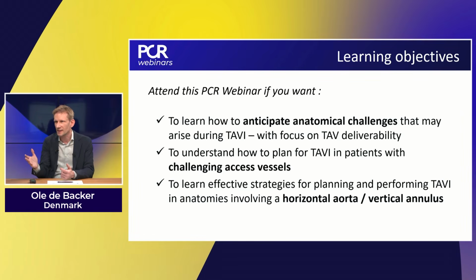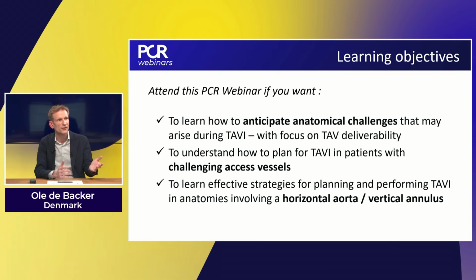As a summary, if we go back to the learning objectives, I think we really tried to give you a flavor of anticipation, planning, anticipation of potential challenges and complexities. That is the trick of doing good TAVI. What you do before you step into the cath lab is as critical and important as your skills in the lab. It's anticipation, planning, foreseeing complexities. That's what we tried to teach here and discuss. Then we zoomed in on challenging access vessels, which was great in Matti's case, and then also the horizontal aorta, or should we from now on say vertical annulus, case by Won.